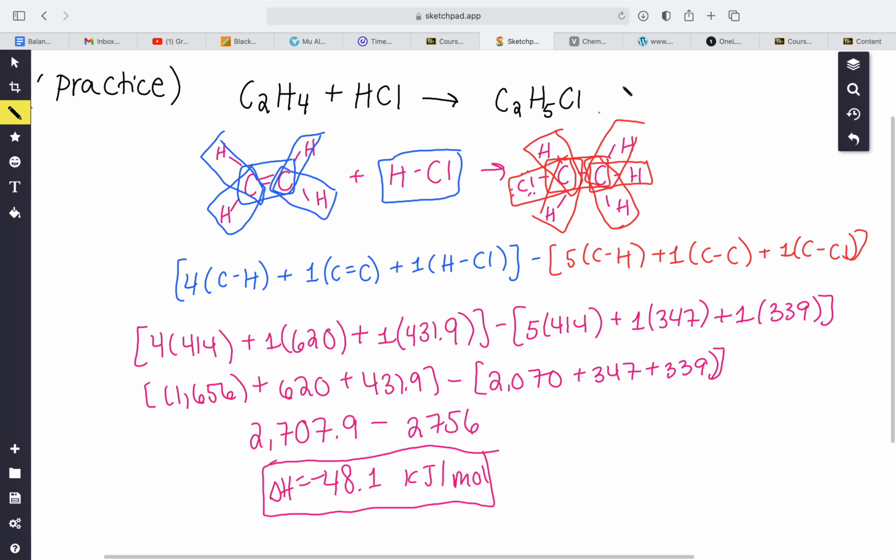So that's all that I have for this video, so I hope this helps. Again, pretty simple concept. Really the hardest part is remembering how to count the bonds, knowing which bonds there are, and where to find them in the chart.